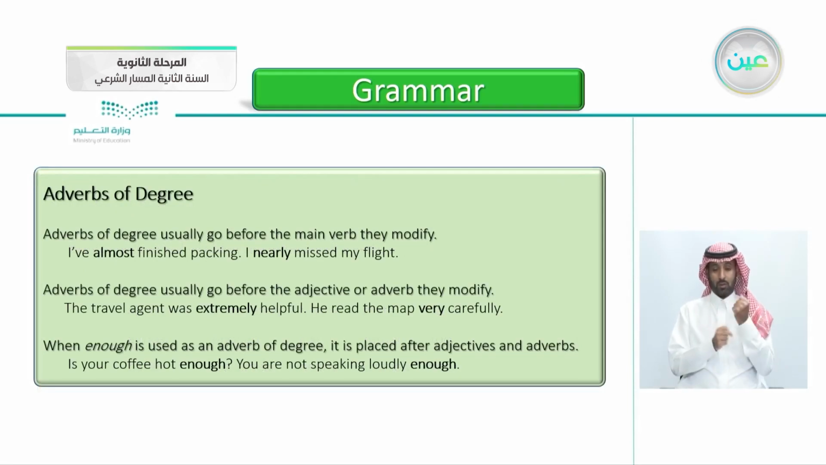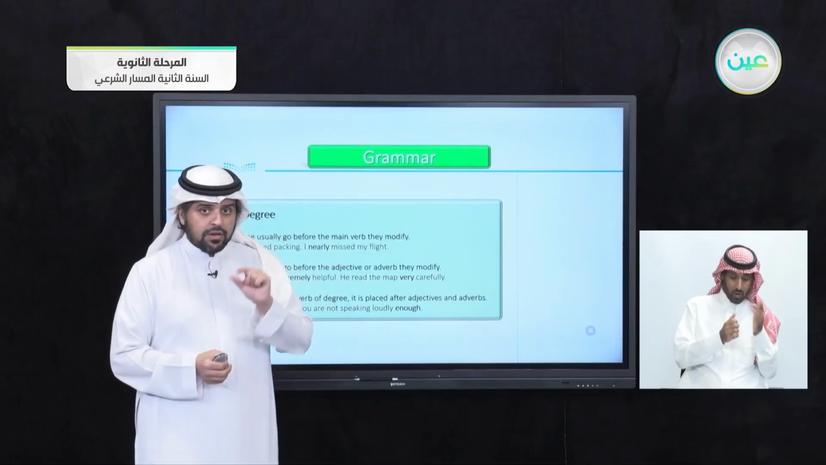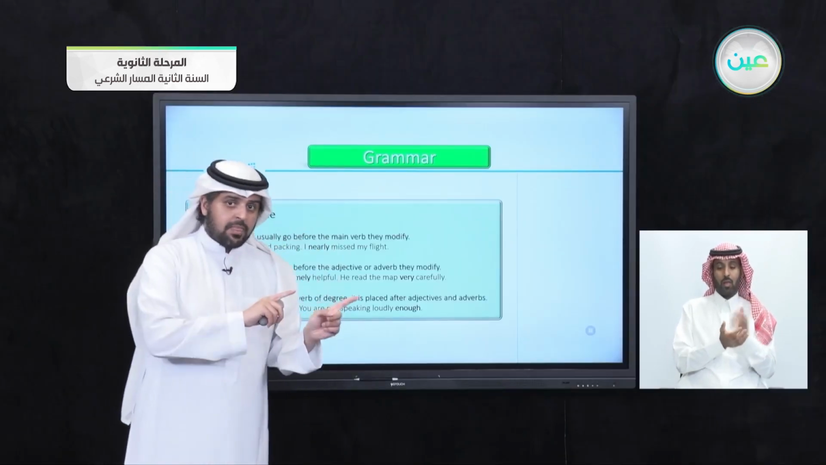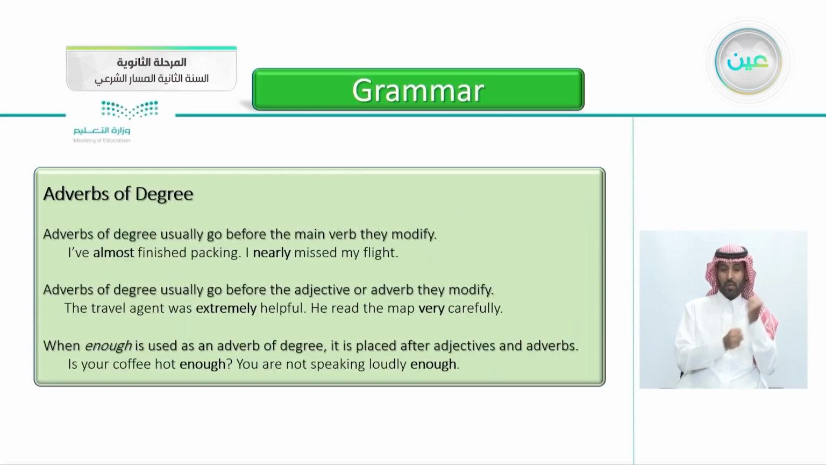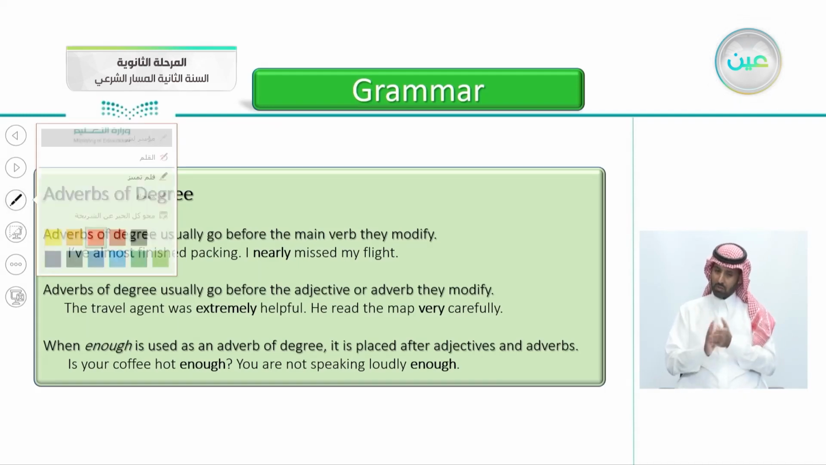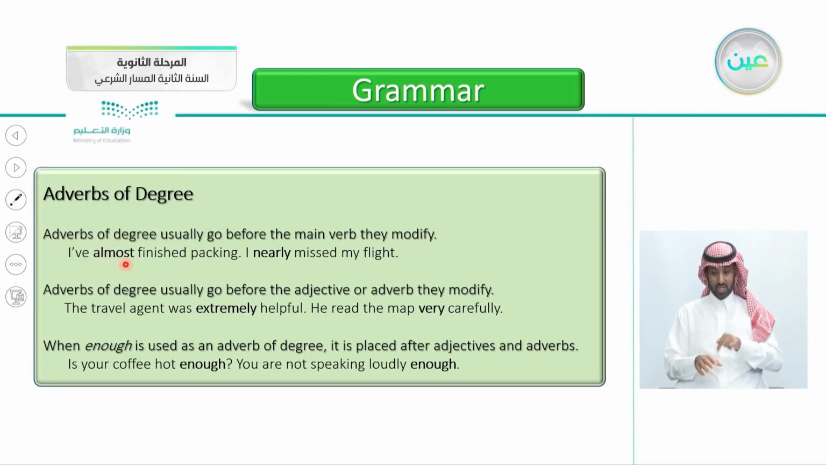Also, the adverbs of degree usually go before the main verb they modify. So they come before the main verb, not after. For example, here, I've almost finished packing. You can see here the word almost came before the main verb finished. I nearly missed my flight. So we can see here that it came before the main verb it modified.